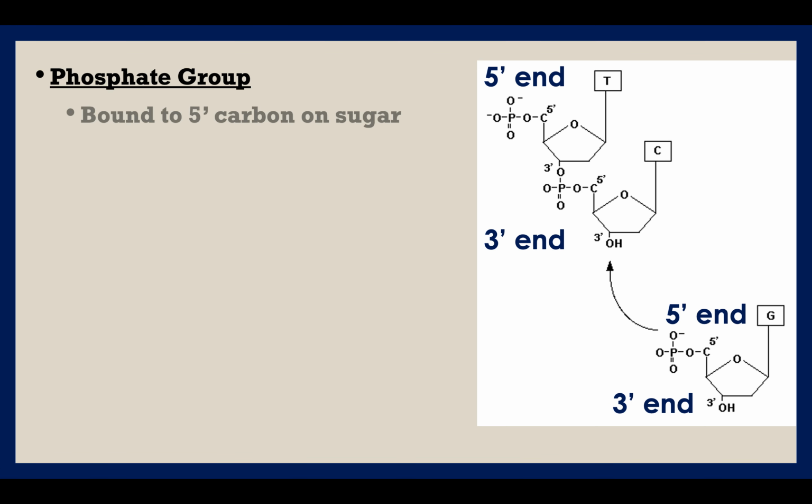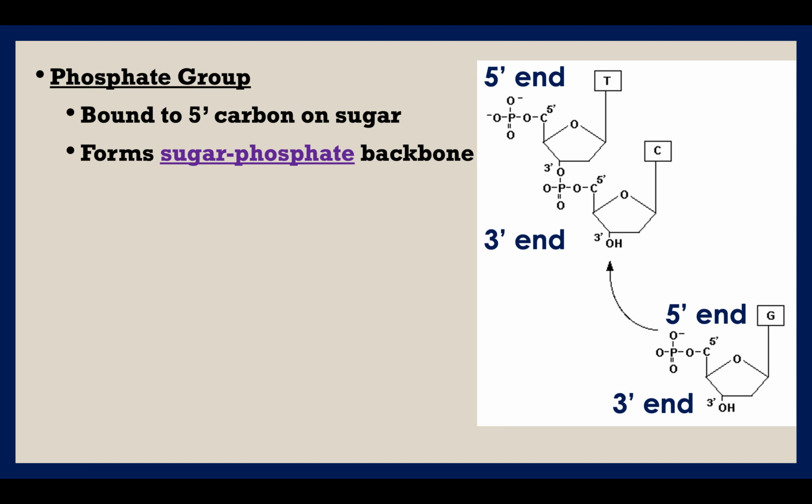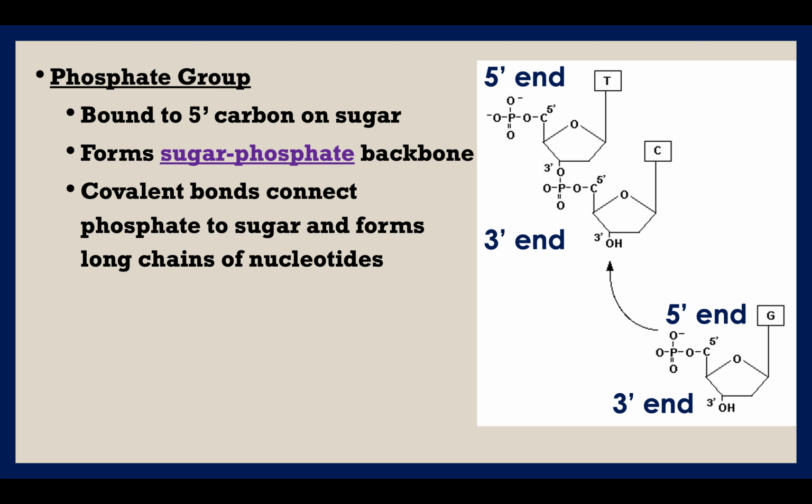Phosphate group. This phosphate group is bound to the fifth carbon on the sugar. It forms a sugar phosphate backbone, and these are covalent bonds that connect phosphate to sugar and form long chains of nucleotides, extremely long chains of nucleotides. DNA has millions of base pairs, and all of these nucleotides are connected to each other through these phosphate sugar bonds.